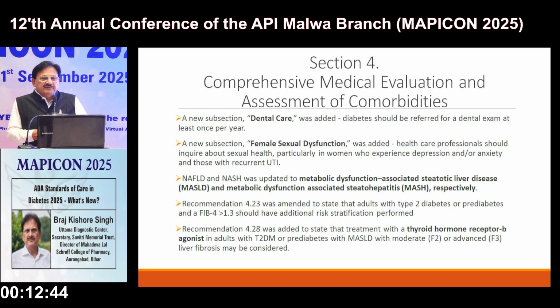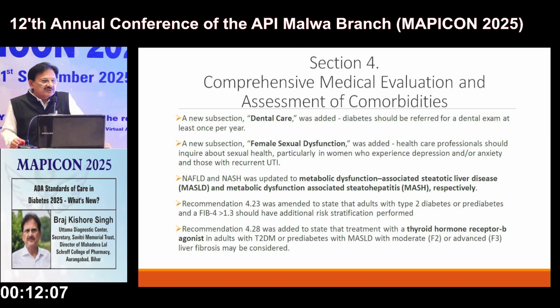In comprehensive medical evaluation and assessment of comorbidities, dental care should be instituted. The new subsection is added, and a dental examination is a must once every year. A new subsection on female sexual dysfunction was added, and healthcare professionals should inquire about sexual health, particularly in women who experienced depression and/or anxiety and those with recurrent UTI. So female sexual dysfunction comes in this particular subsection, and that is newly added.